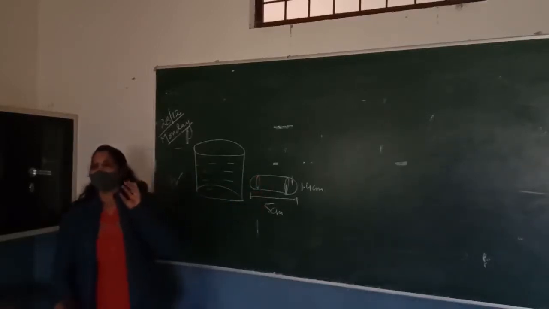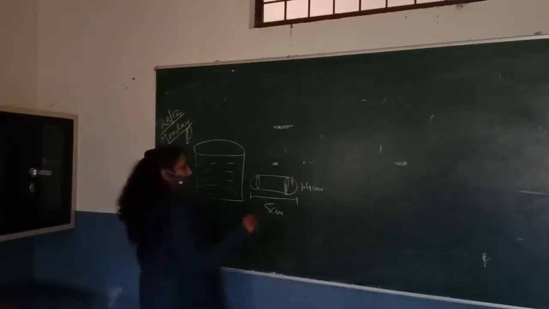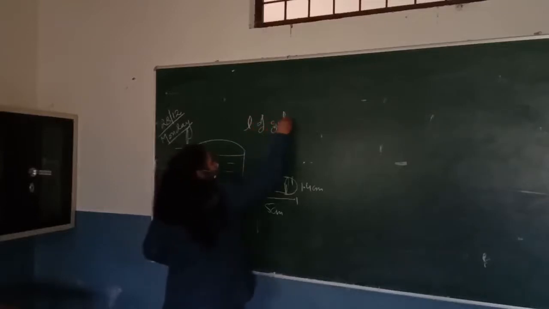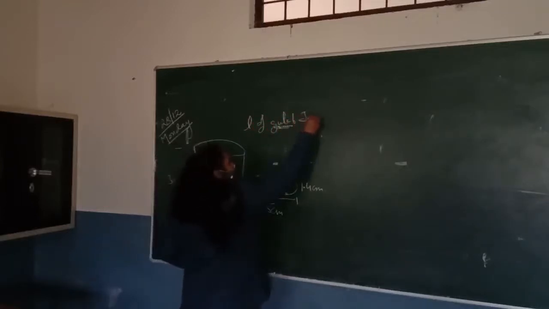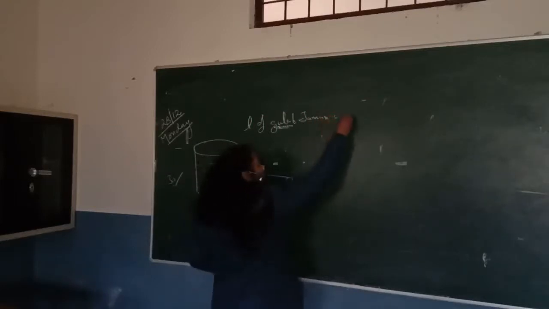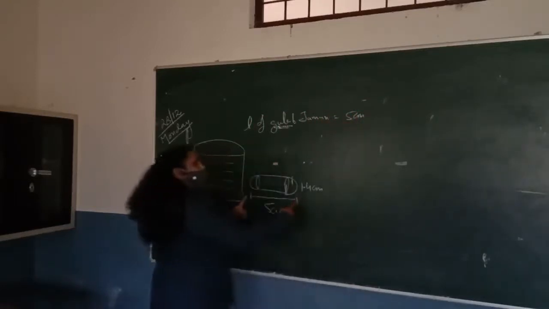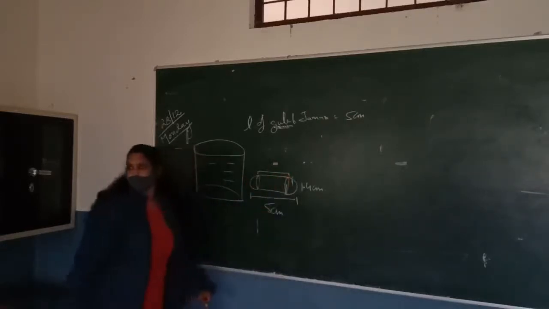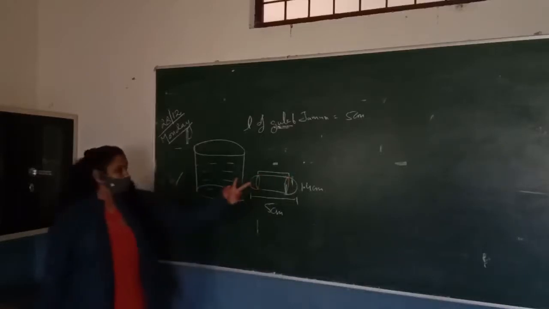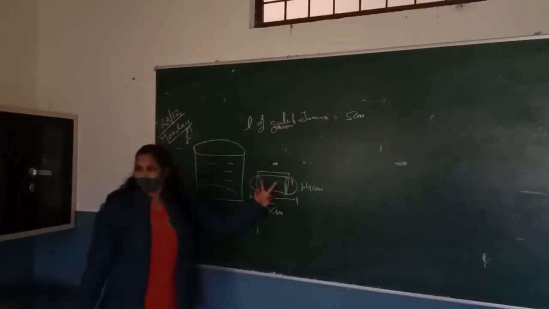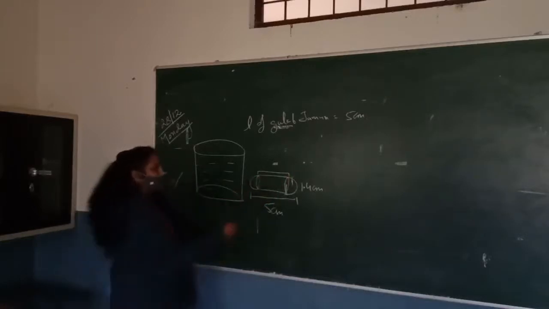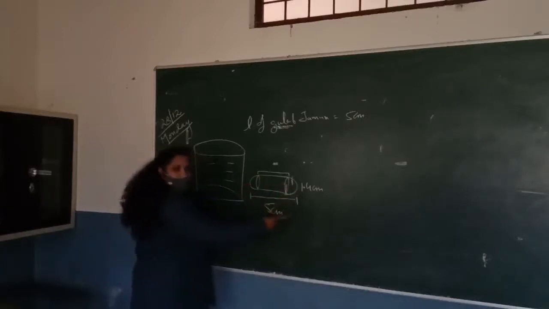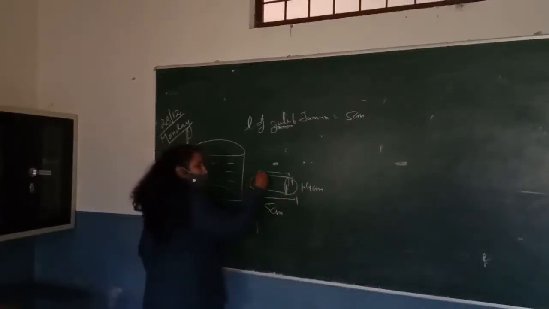First of all, you have to write the measurements which are given in the question. For example, the length of the gulab jamun is equal to 5 centimeter. This is the whole length of the gulab jamun. How can you find the length of the cylindrical portion, or you can say the height of the cylinder? Achal, you know the total length of the gulab jamun is 5 centimeter, so how can you find the length of this cylindrical portion?